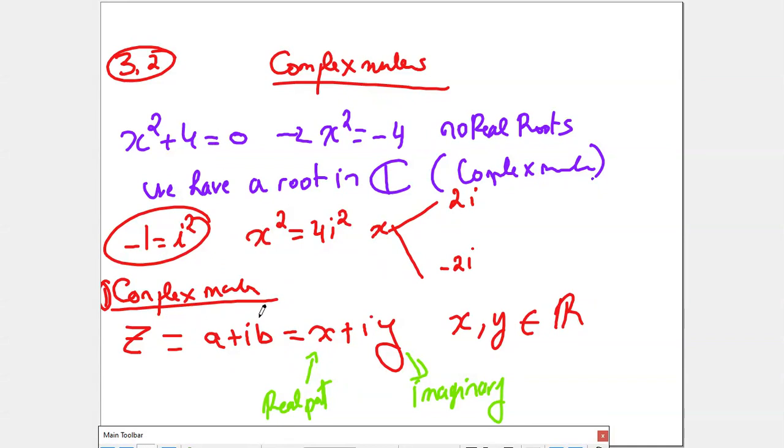So what is a complex number? A complex number has the form of a plus ib, or sometimes you can see x plus iy, where x and y are real numbers, or a and b are real numbers. We call this one the real part, and we call y the imaginary part. So everything next to i we call the imaginary part, and here we call it the real part.